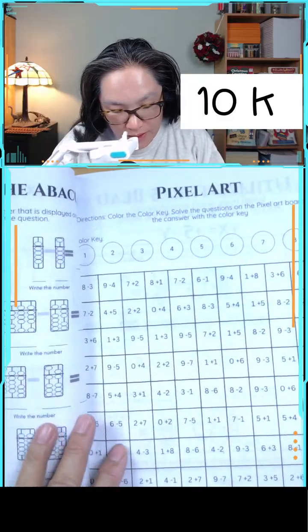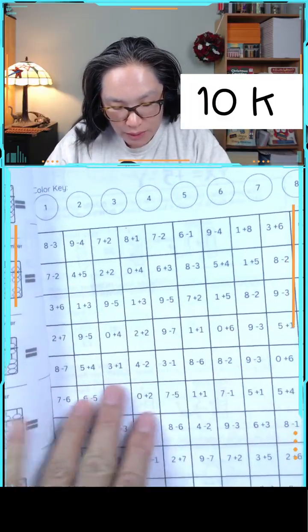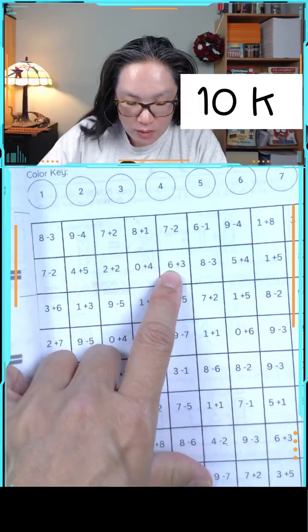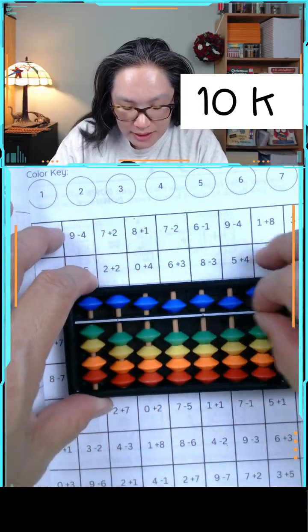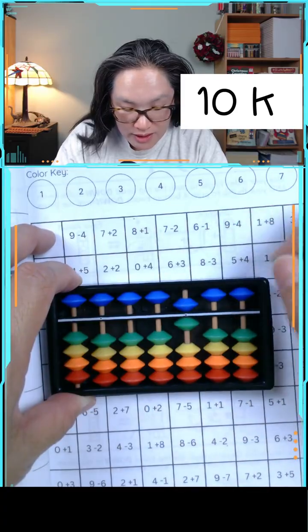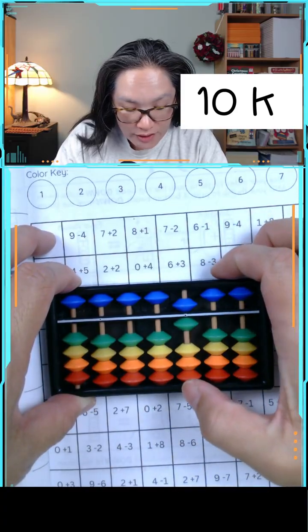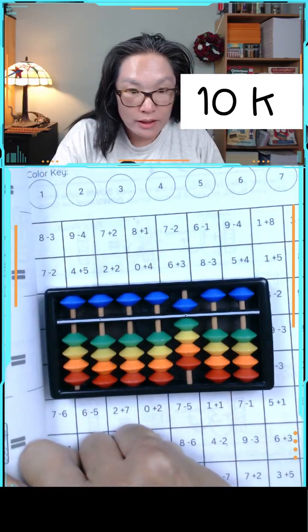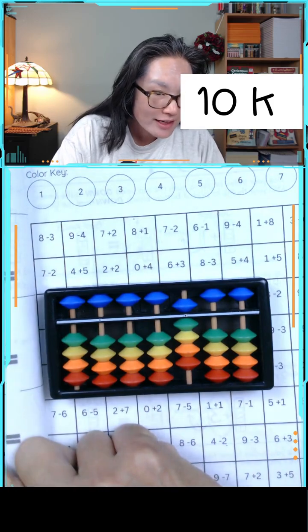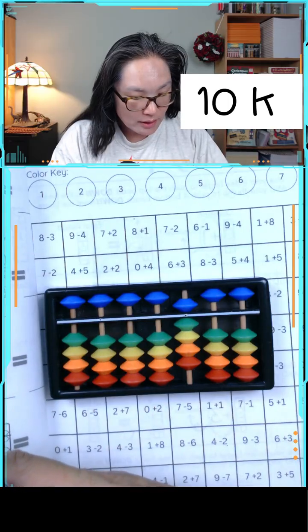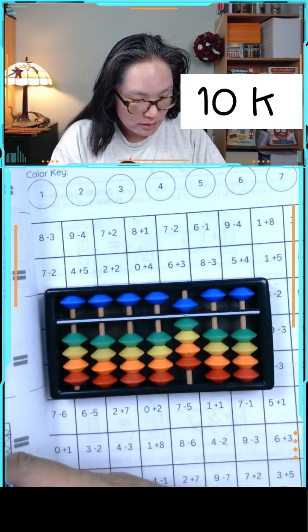We move the beads to add. I give you this thing called pixel art, and the idea is you color it in. These questions are super easy, but the idea is to be able to see the beads move. So this right here is 6. I want to add the 3. When I add the 3, all I got to do is add the 3. It's very interesting and important. It's very cool. I like it.